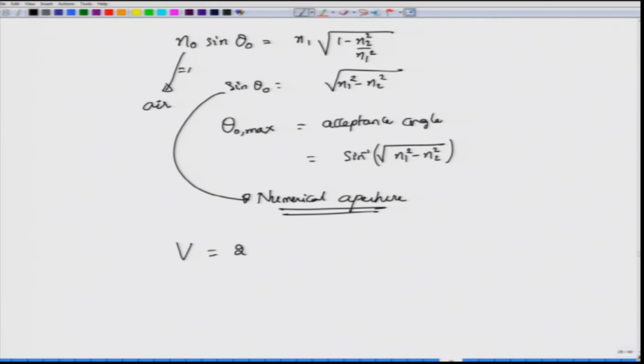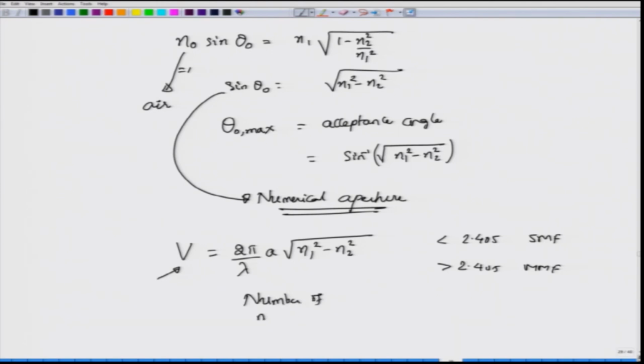So, we know that the V parameter is given by 2 pi by lambda times a times square root of n1 squared minus n2 squared, and we have said that if this is less than 2.405 you have a single mode fiber, if it is greater than 2.405 then you have a multimode fiber. How exactly this works out I am going to tell you, but in case you know the V number of a given fiber, then approximately the number of modes that the fiber does support is given by V squared by 2. So, when you have a V value of say about 10, then the number of modes that you can support is about 50, which is very, very large.